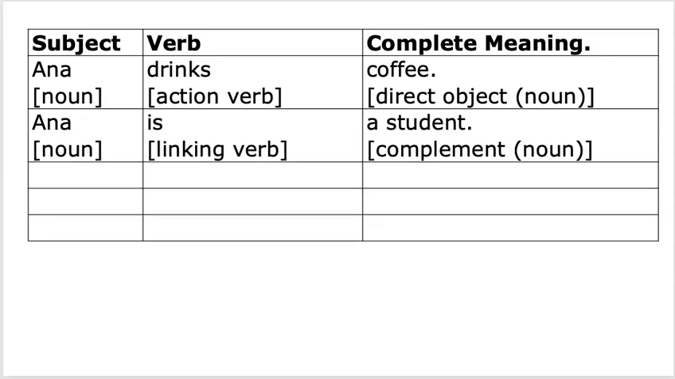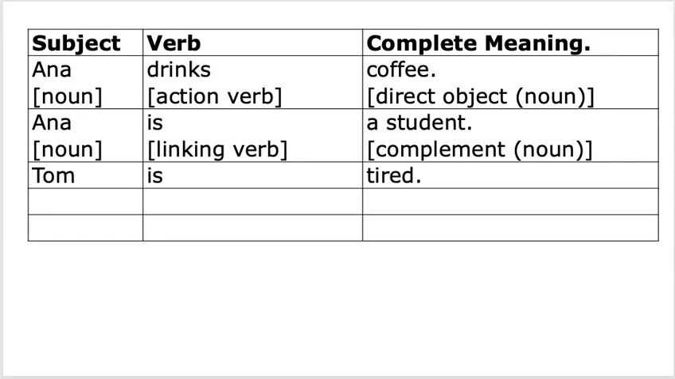Now notice the verb is a linking verb. Linking verbs do not take direct objects, they take complements. In this sentence, Anna is a student. Student is the complement and it's a noun.